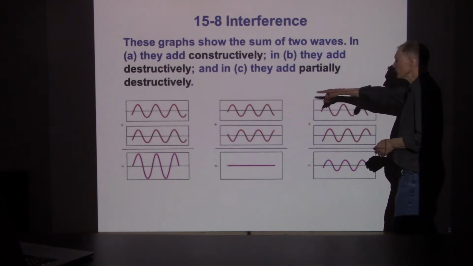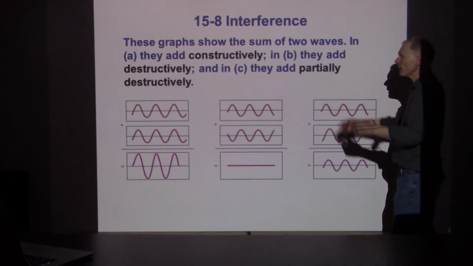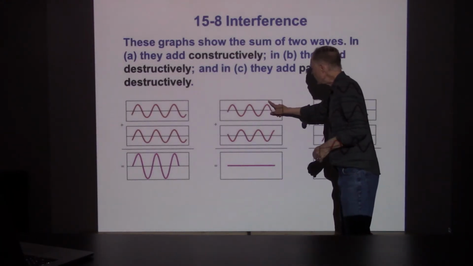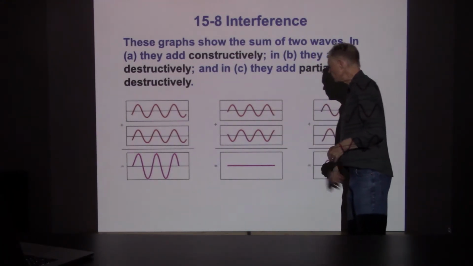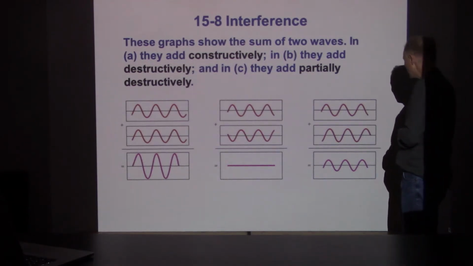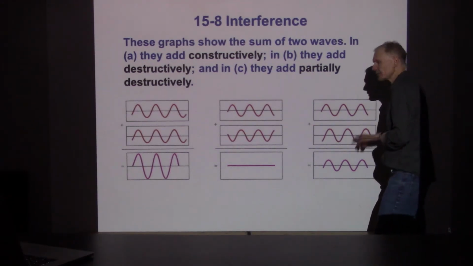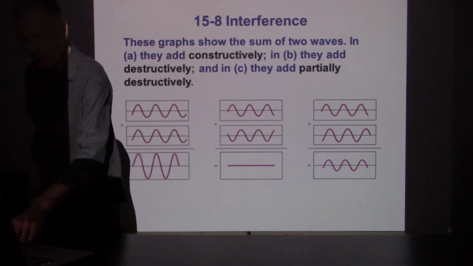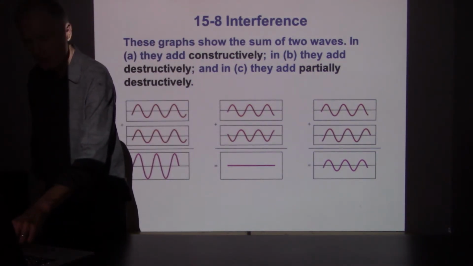The first one was completely in phase. The next one was completely out of phase, as well as having amplitudes that match, so as to get perfect cancellation. And here it's something in between. So again, this is superposition, which leads to interference effects.